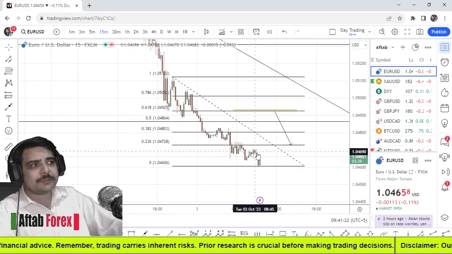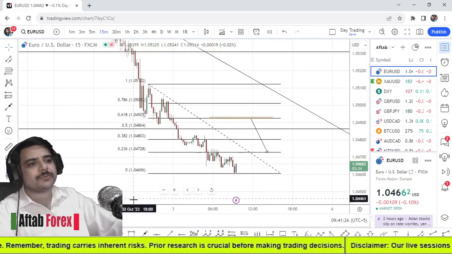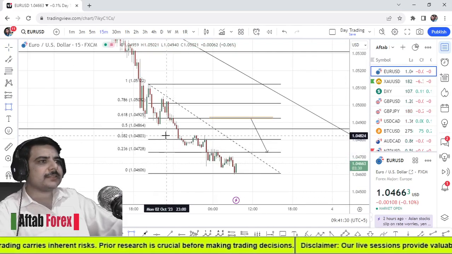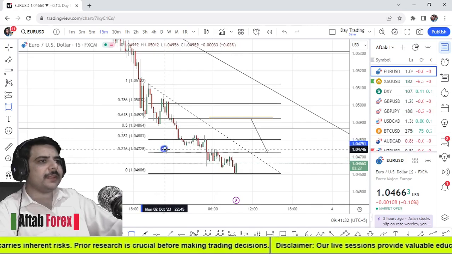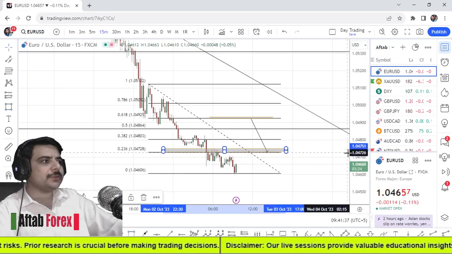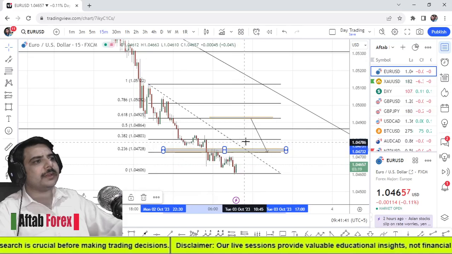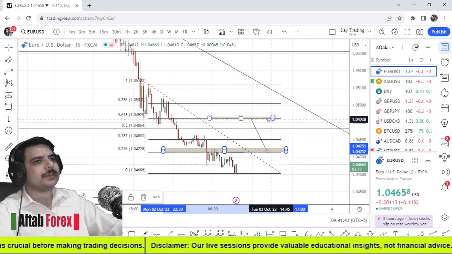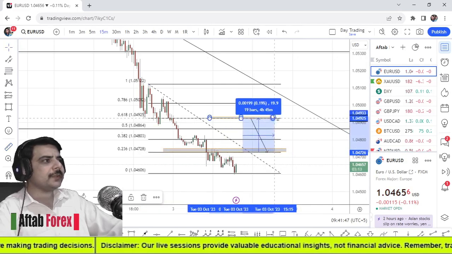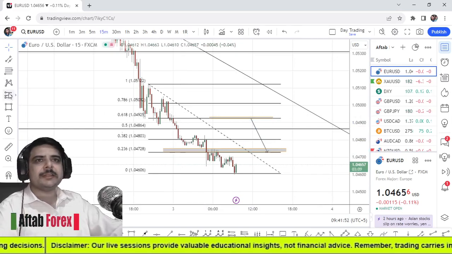Market dropped very nicely, no doubt, but even if someone wants to take a buy position, I will suggest wait for a break above this zone of 1.04732. So if it goes back up, takes a retest, then it will be a nice opportunity towards 1.04925. Very nice opportunity it will be.